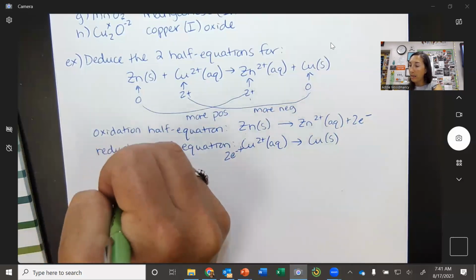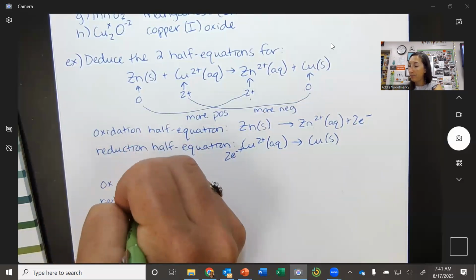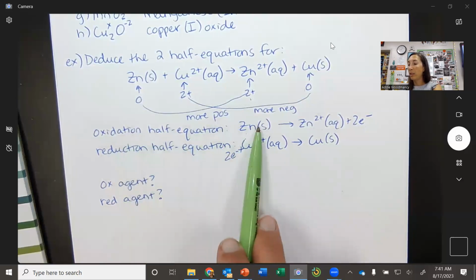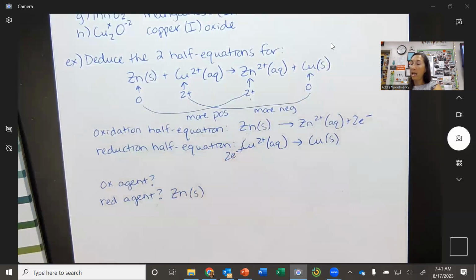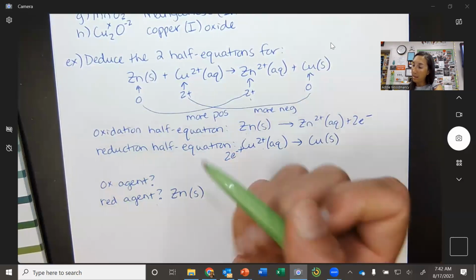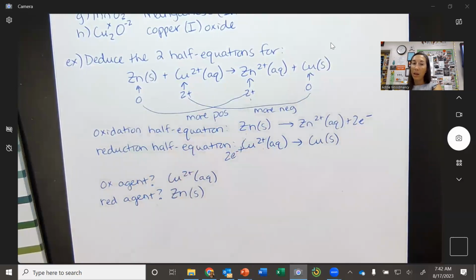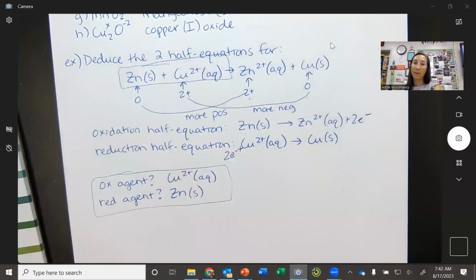What is the oxidizing agent? And what is the reducing agent? So remember from the previous slide, if zinc is undergoing oxidation, that means it's going to be the reducing agent. So zinc is your reducing agent. And here, if copper is undergoing reduction, then that means that this is your oxidizing agent. Your reducing and oxidizing agents are always going to be reactants, okay?